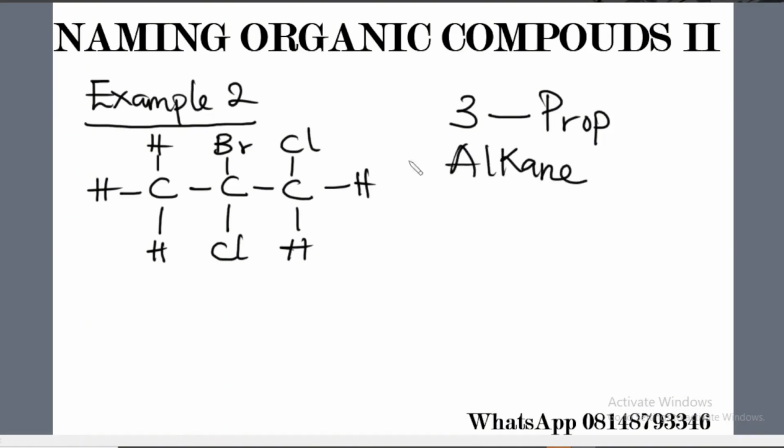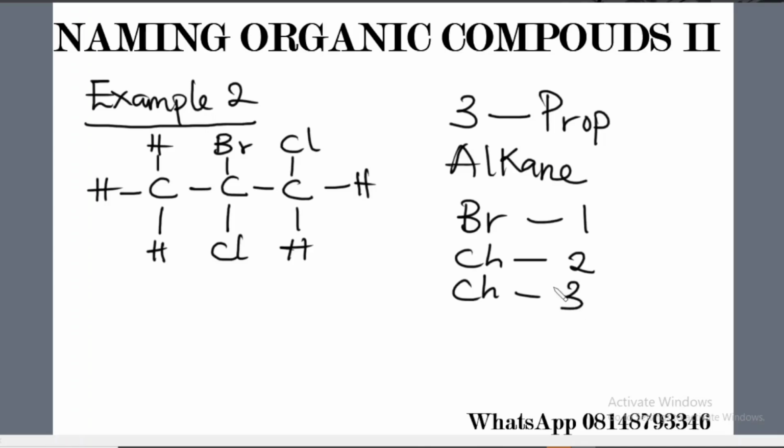If you also look at the structure, we have three different substituents. We have bromine, we have chlorine, and we have chlorine. Now, alphabetically, B comes before C. So B is 1, and then C is 2, and then C again is 3.